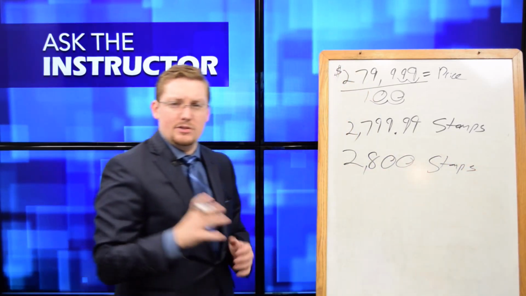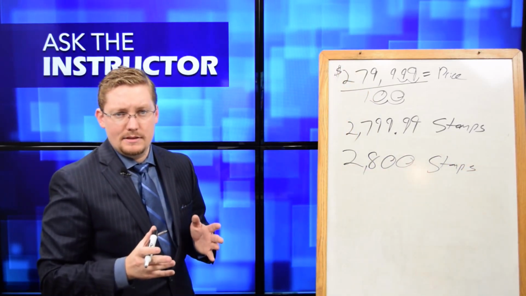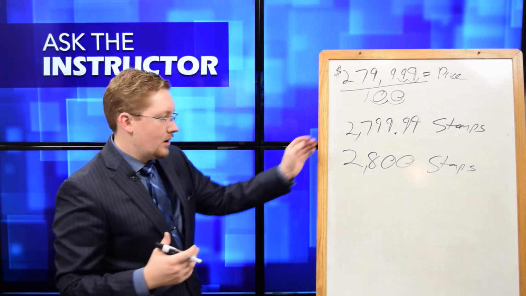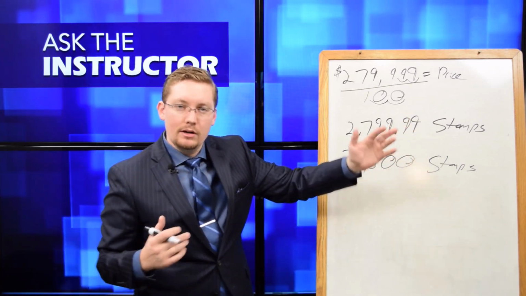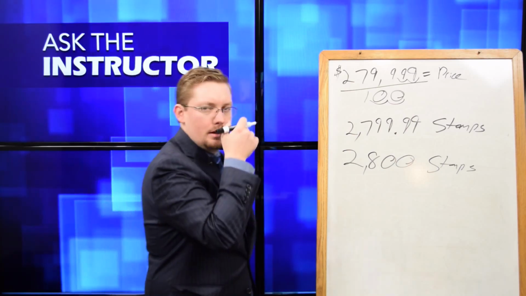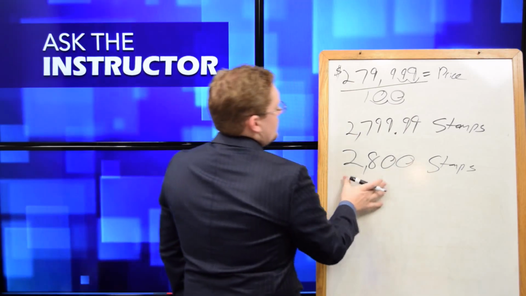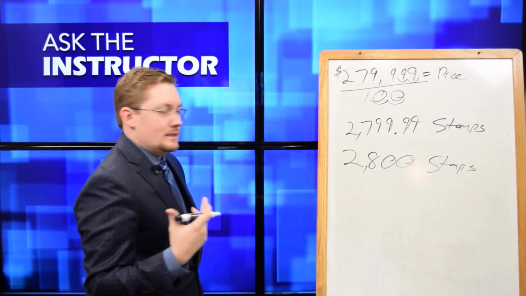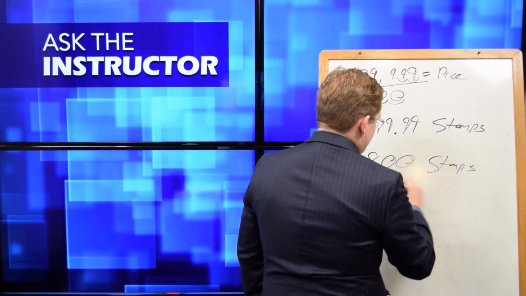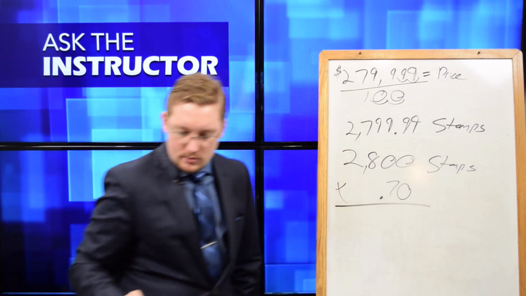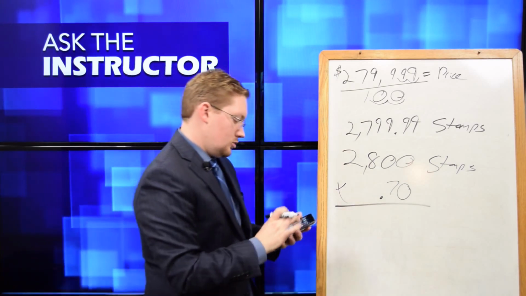Now the trick here is we're never going to round down with stamps, because the government, if you're at all over this threshold of $2,799, even if it was 0.01, we still would round up. We'll do another one of those right after this so you can kind of see that. So we have these 2,800 stamps that we need to purchase, and again our cost of these stamps is 70 cents. So we're just going to go ahead and punch that in our calculator.